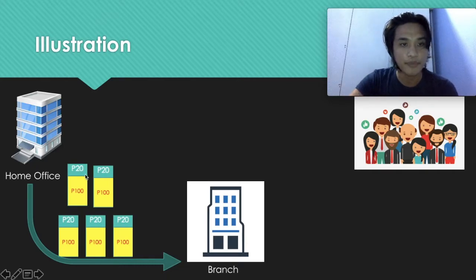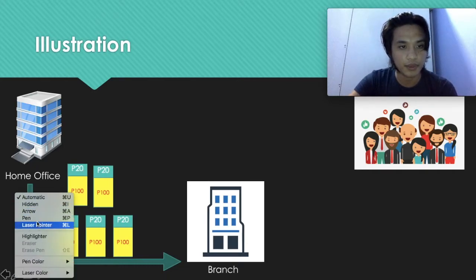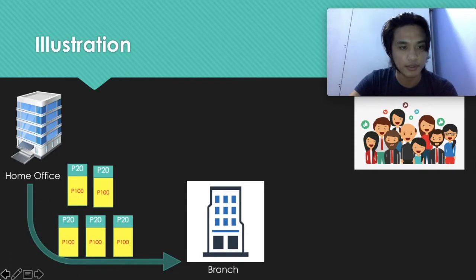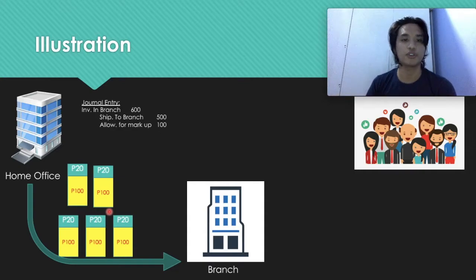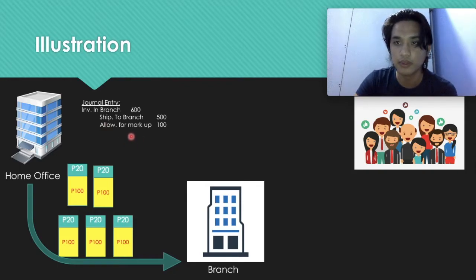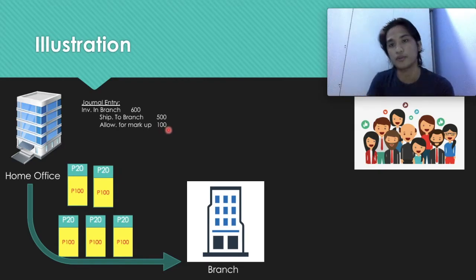So in this case, the cost of the merchandise is 100, the markup is 20, and the bill price is 120. Okay. So the home office will journalize: debit investment in branch 600, credit shipments to branch 500, and credit allowance for markup. So the difference between cost and bill price is that there exists the allowance for markup account, or in some references this is called allowance for overvaluation.